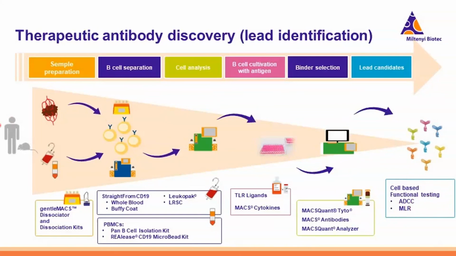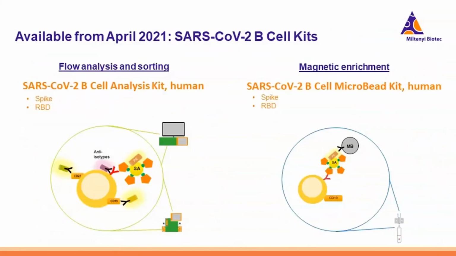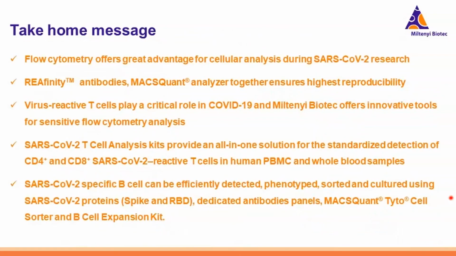Now I'm basically at the end of my part and almost at the end also of the webinar. I just would like to remind that all the protocol I showed you before for the flow analysis of antigen-specific, so SARS-CoV-2 specific B cells, is also available as a kit from April, called SARS-CoV-2 B Cell Analysis Kit, for both specificities, spike and RBD. And on the same direction, we also put together a kit for easy isolation or enrichment of SARS-CoV-2 specific B cells, also for spike and RBD. And with this, I would like to hand over to Urmi for the final slide.